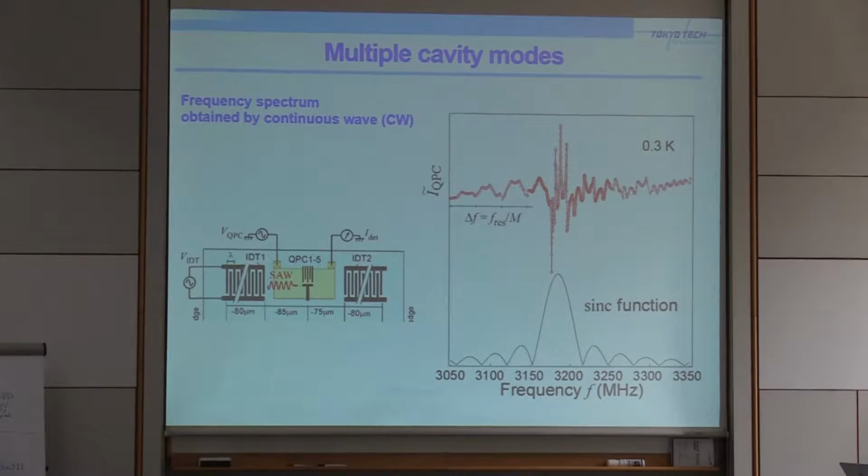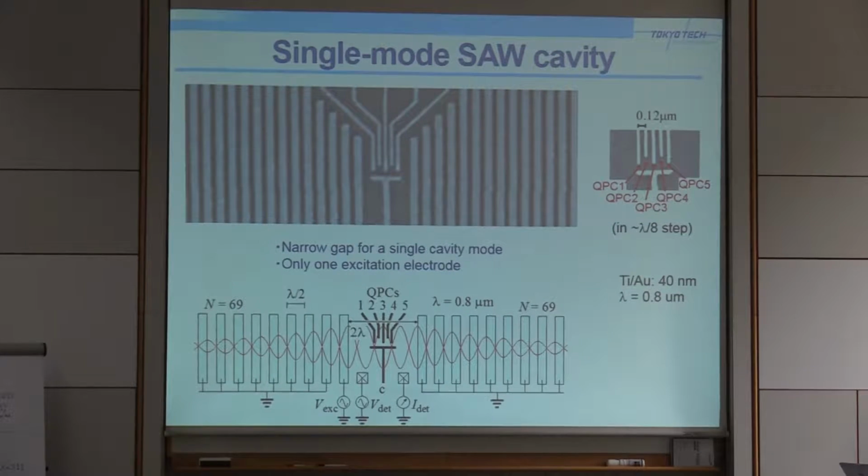Okay, so if you measure just a continuous wave measurement on the same device, we see a little complicated patterns. When I saw these patterns, we didn't understand what was going on. But now we can say that these multiple peaks are associated with multiple cavity modes in this relatively large surface acoustic wave cavity. So now we would like to go to the single mode surface acoustic wave cavity with a relatively narrow gap, which accommodates just a single mode, something like that.